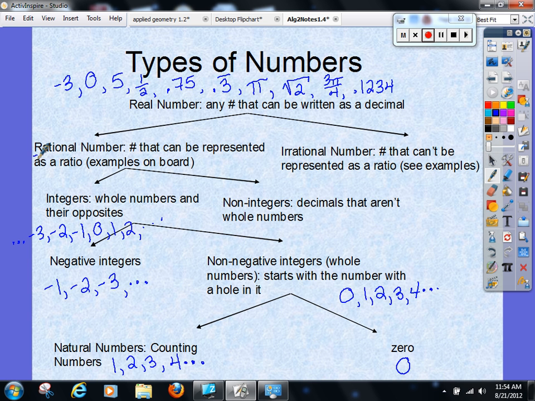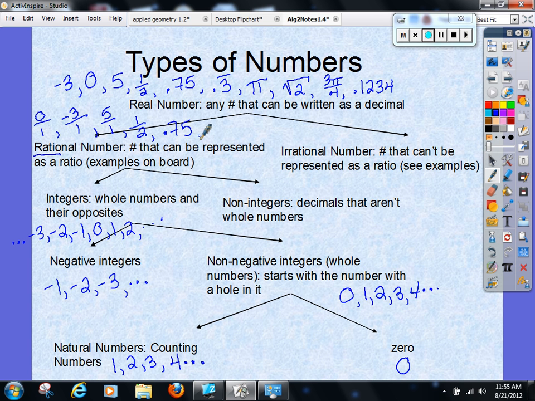Rational numbers are numbers that you can write as a ratio or a fraction. Okay? 0 can be written as a fraction. 0 over 1, or 0 over any number, is 0, so it is a rational number. Your negative and positive integers are also, because -3 over 1 can be written as a fraction, 5 over 1, and so on. 1/2, duh, it is a fraction. 0.75 can be written as a fraction because I could write it as 3/4.